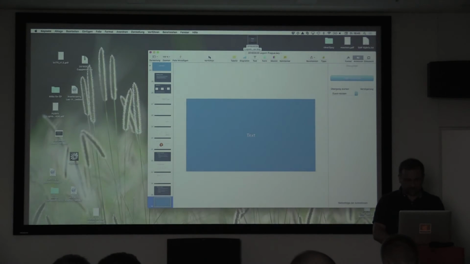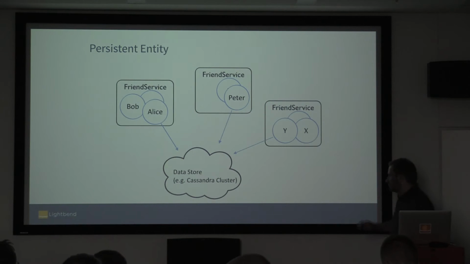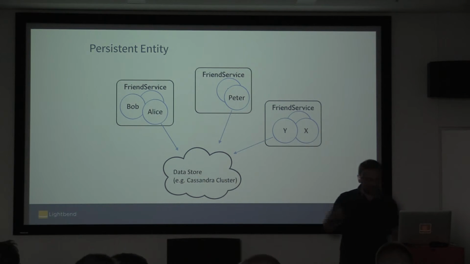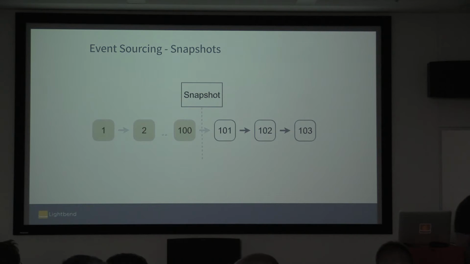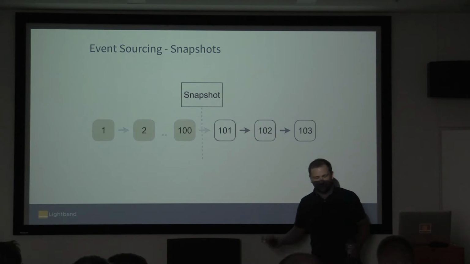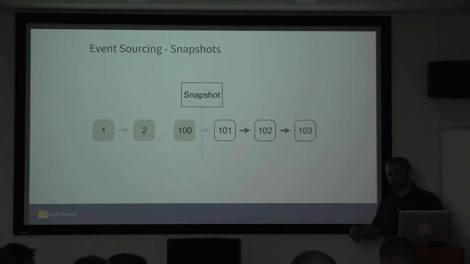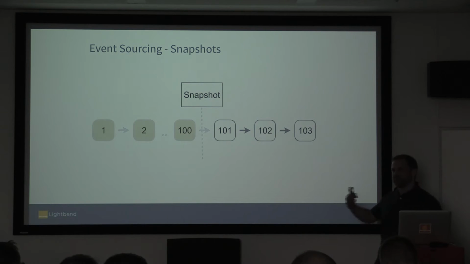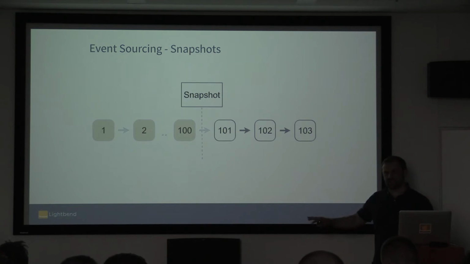Let's look a bit further into this whole event sourcing thing. So we have this persistent entity and all the events are stored in a data store, in our case Cassandra. There are a couple of optimizations you can apply. So people ask, if you store every event and now you recreate the persistent entity on another node, isn't that very inefficient? Maybe it was 1 million events that led to the current state. Now you have to replay all the events. Well, you don't necessarily have to. You can create snapshots as well.